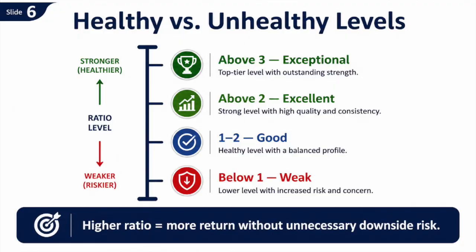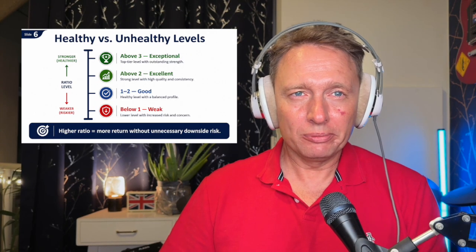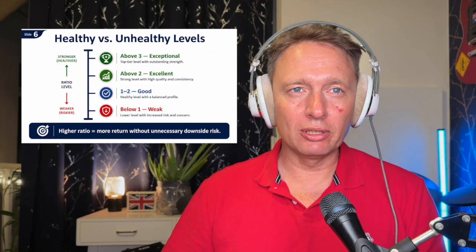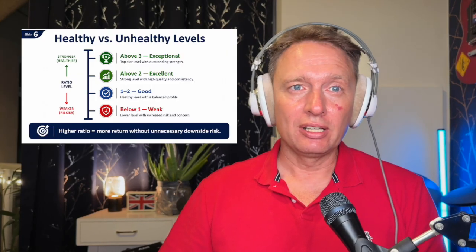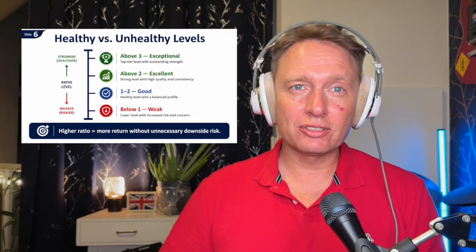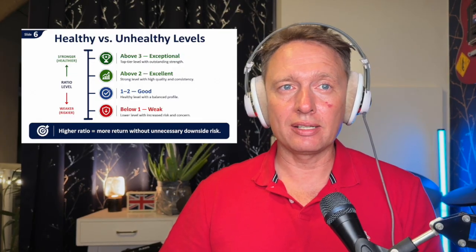So let's take a look at healthy versus unhealthy levels. A Sortino ratio below 1 is weak, 1 to 2 is normal, it's a good level, above 2 is excellent, and above 3 is exceptional. So the key idea is simple. The higher the Sortino ratio, the more return you're earning without taking an unnecessary downside risk.